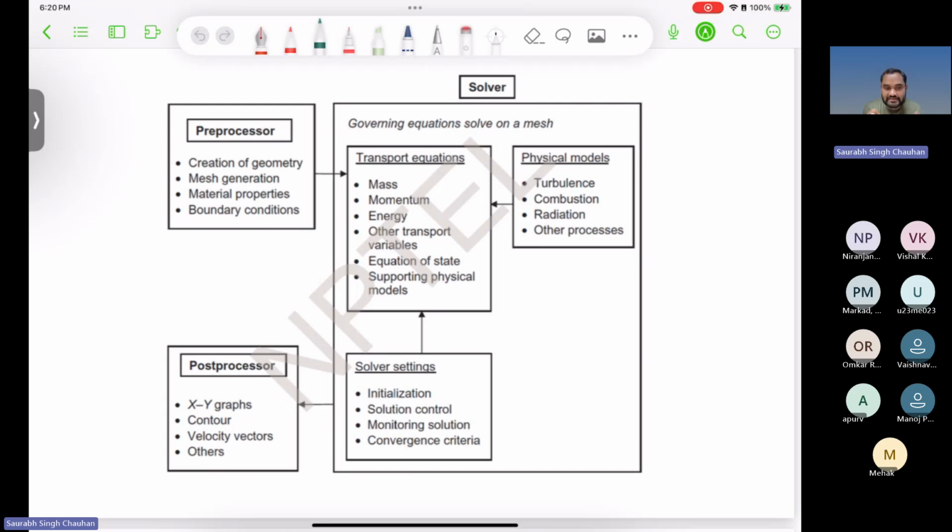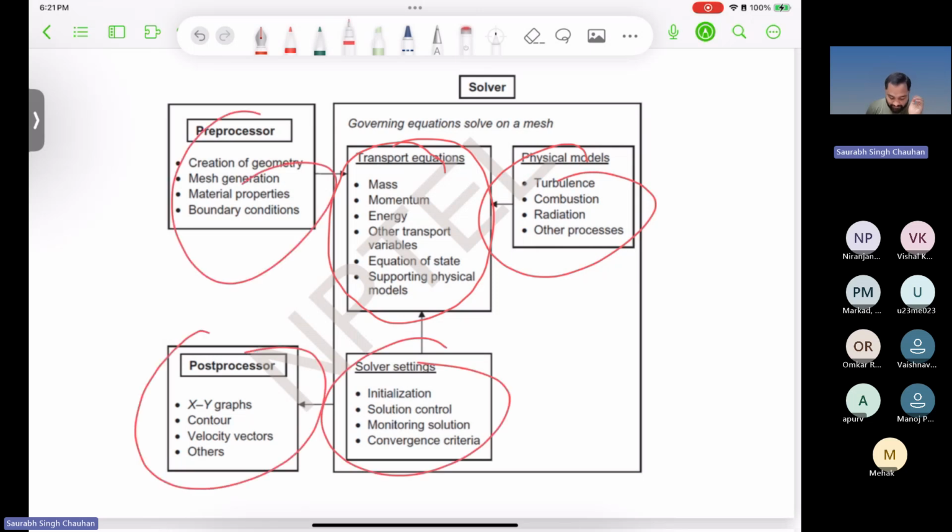Those results may be the velocity field or the temperature or pressure field that you do post-processing on. Post-processing is basically the plotting, contours, graphs, right? It is the step in which you can visually inspect the results. Okay. So these are the main processes that you do in a CFD. The important part is, I think, all of these are important. But before starting, you should understand the governing equations, the physical models, and the solver settings. Okay.